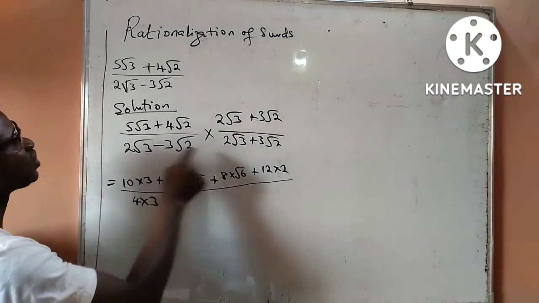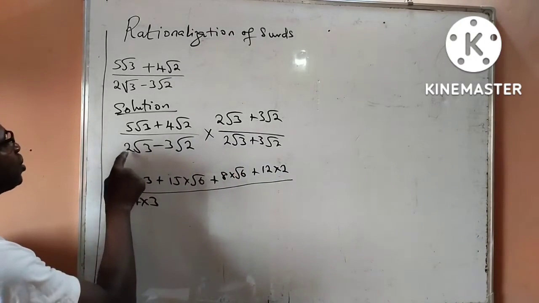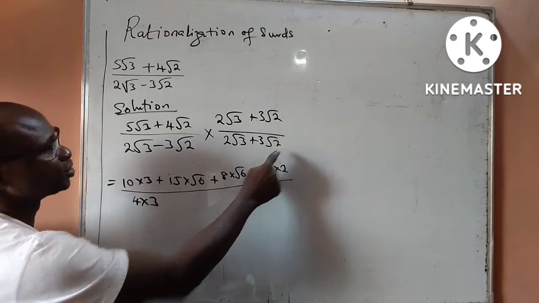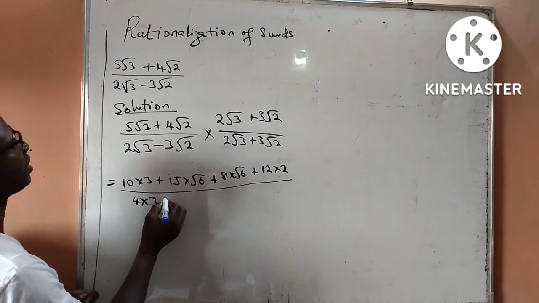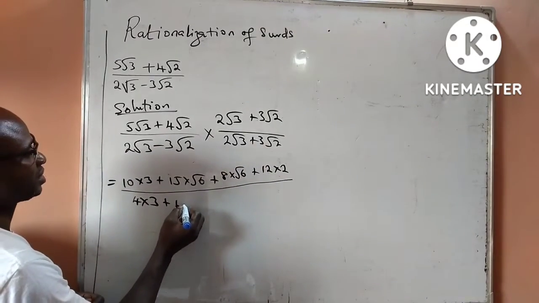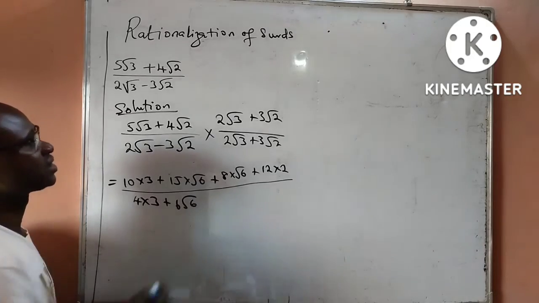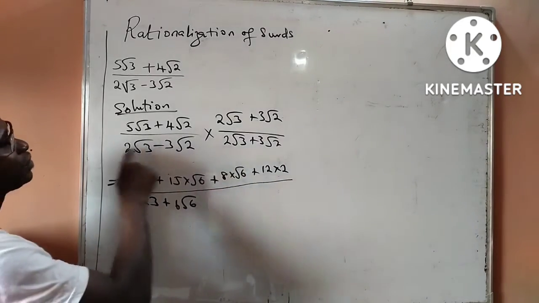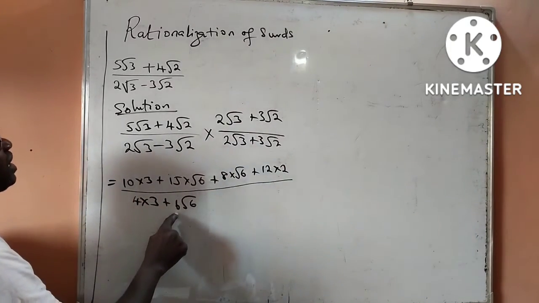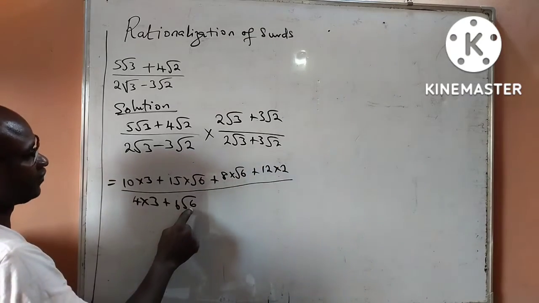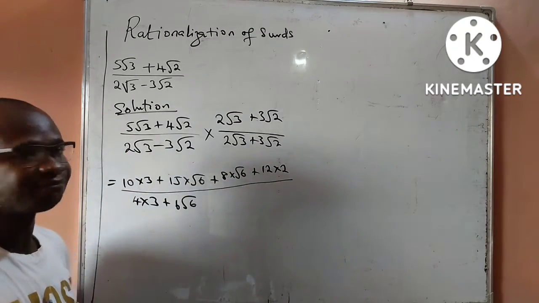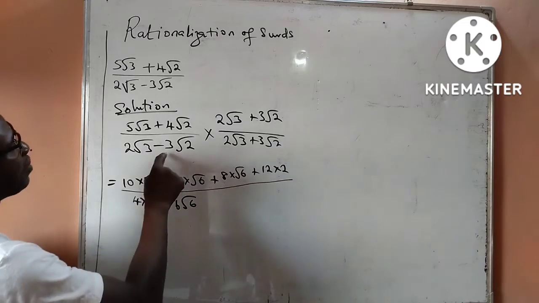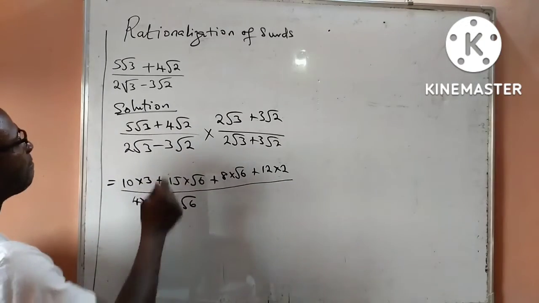Next, I will use this to multiply the second part. 2 root 3 times 3 root 2 is going to give me 6 root 6. How? 2 times 3 is 6, and root 3 times root 2 will give me root 6. Beautiful. Next, I will go to the second expression.